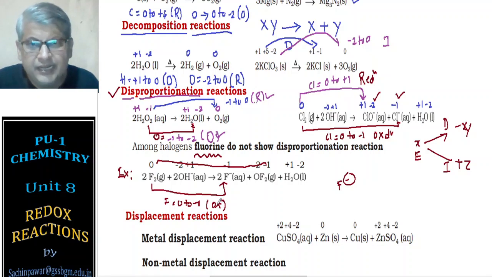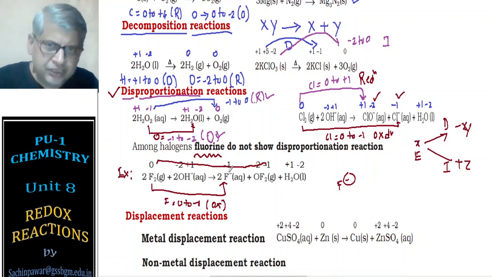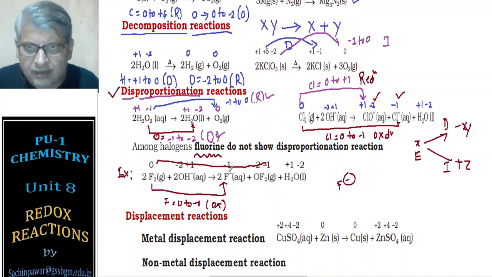And it is not a disproportionation reaction also, because the oxidation number is not splitting into positive and negative. It is simply either oxidation or reduction. Disproportionation is not taking place. I hope you understand the disproportionation.